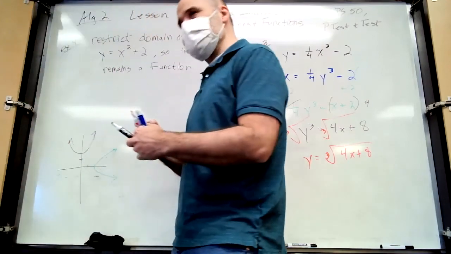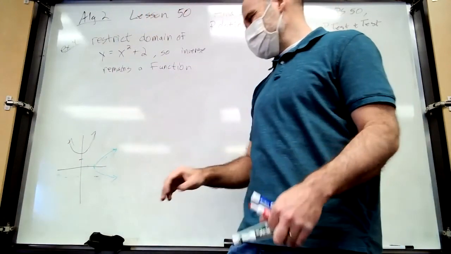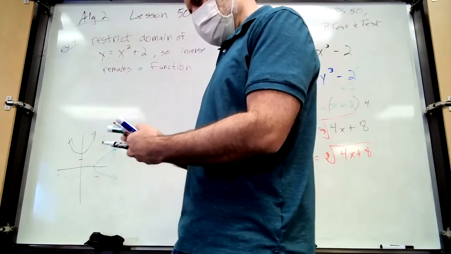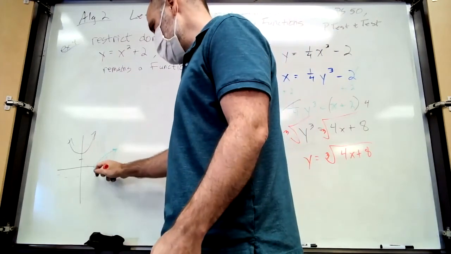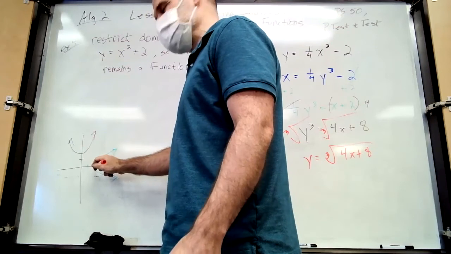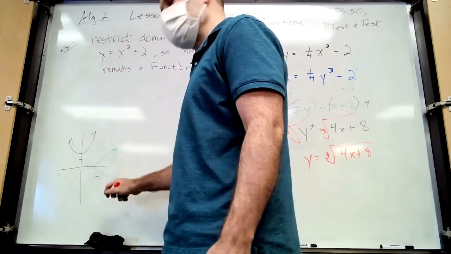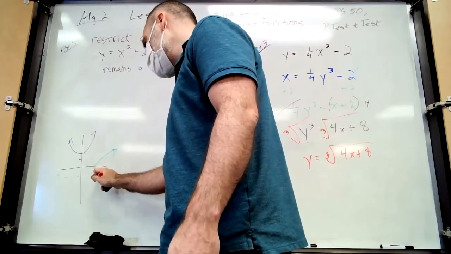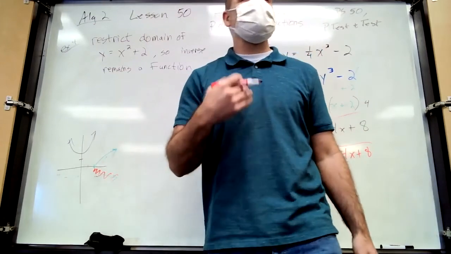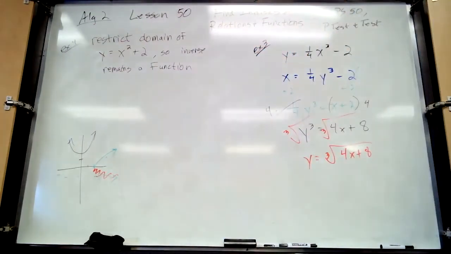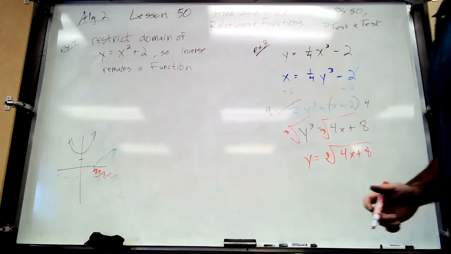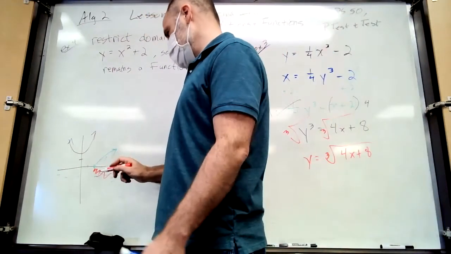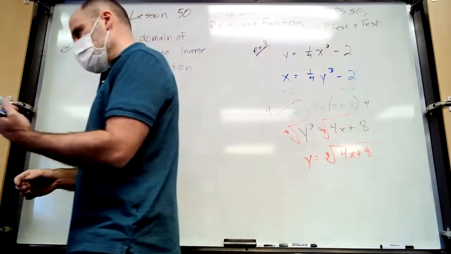Right? Now, this is not a function because, starting here, this is where you get two y values when you do a vertical line test. So we want to be able to get rid of this. We want to restrict the domain so that it just goes that far. Okay, so let's figure that out.